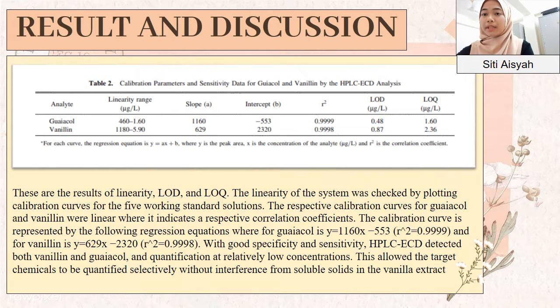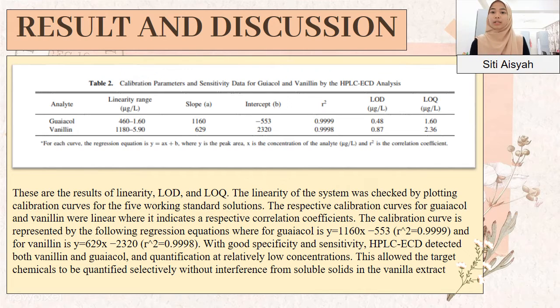Hi, Assalamualaikum. My name is Akmar, and today I am going to talk about the results and discussion for HPLC. These are the results of linearity, limit of detection, and limit of quantification. The linearity of the system was checked by plotting a calibration curve for 5 working standard solutions at 3 different concentrations. The respective calibration curves for guaiacol and vanillin were linear, with respective correlation coefficients.